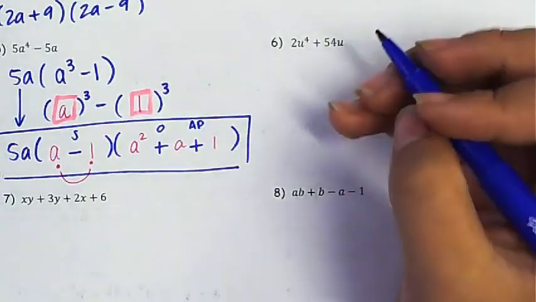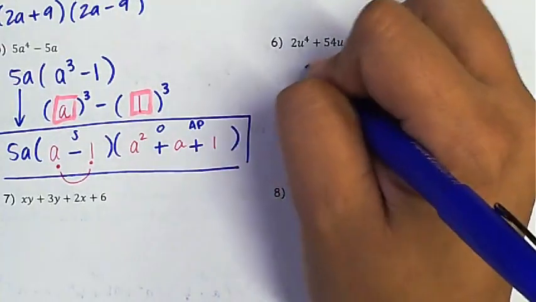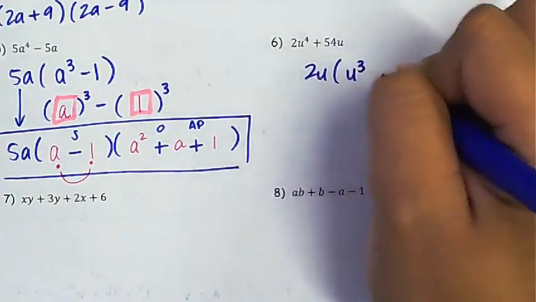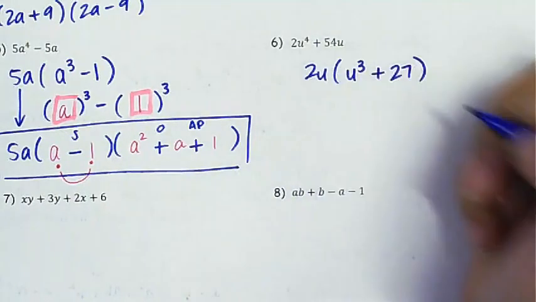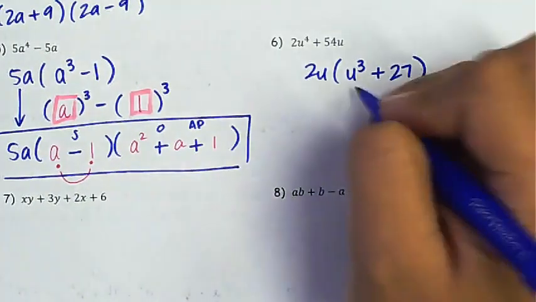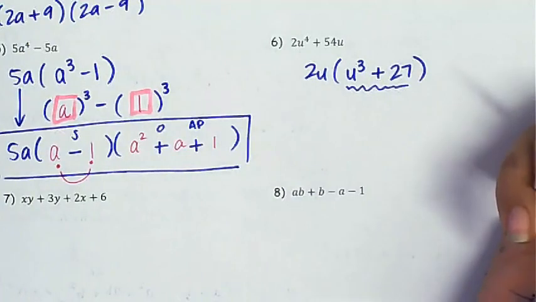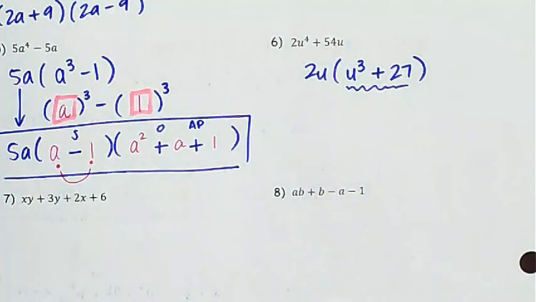Number 6. What do they have in common? They have a 2u in common, which is u cubed plus 27. And then you start over inside the parentheses. Well, do they have something in common? No. Is it a binomial? Yes. Is it a special binomial?